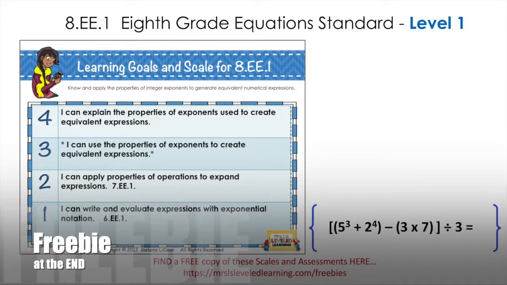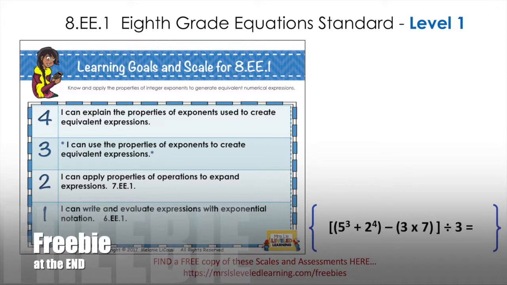You'll see level 1, I can write and evaluate expressions with exponential notation. Then I'm going to give students an example to remind them of things they've already seen that are going to help them this year. At level 2, I can apply properties of operations to expand expressions. And then level 3, I can use properties of exponents to create equivalent expressions. So as we go through each level with some example problems, I make sure that students understand the language and the vocabulary as well.